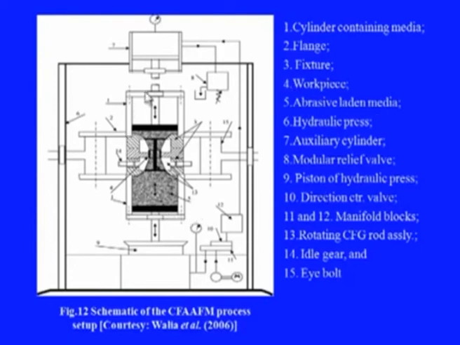This is again the basic AFM setup, as we have been seeing associated with different other processes, in which this is cylinder 1 and this is cylinder 2 with media filled in this, and the media will be pushed from this side and will be collected this side, and it will continue to be pushed on either side. In between, the workpiece will be held here through this fixture arrangement, and this black feature is nothing but the centrifugal force generating rod assembly.